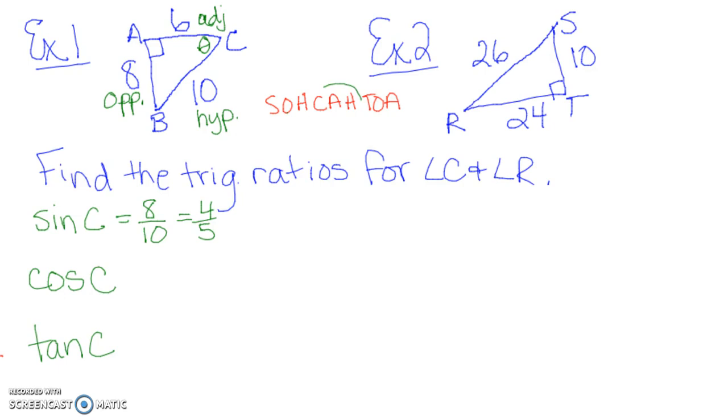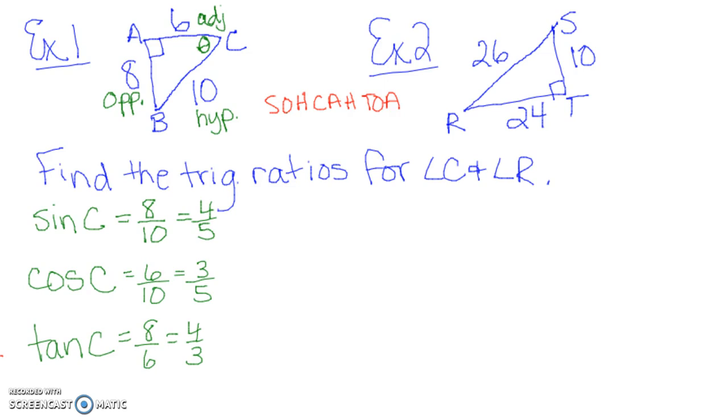Cosine is the adjacent over hypotenuse. So I've labeled my adjacent side 6, my hypotenuse side 10, and there's my ratio. I do need to simplify it. That becomes 3/5. Tangent compares my opposite side to the adjacent side. So I've labeled the opposite side 8 and my adjacent side 6, and that reduces down to 4/3. These are my trig ratios. As far as the problem is asking, this is complete.